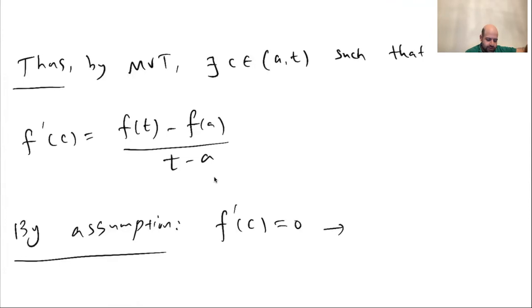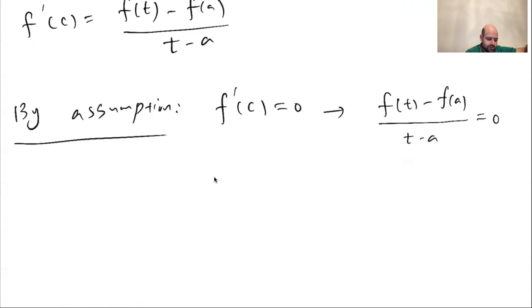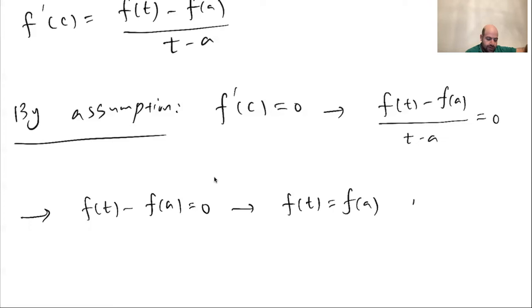And that means F of T minus F of A over T minus A equals 0. And now if a fraction is 0, that means the top, the numerator, has to be 0. So that means F of T minus F of A equals 0. And that means F of T equals F of A, as desired.